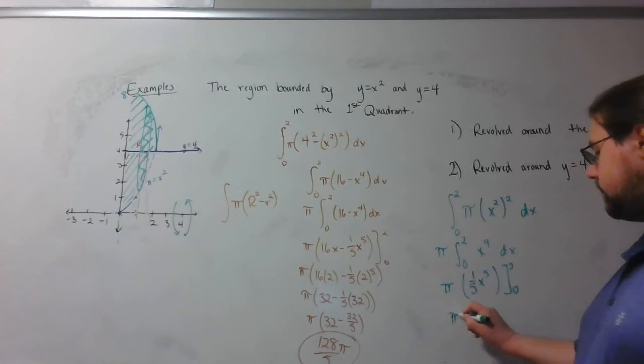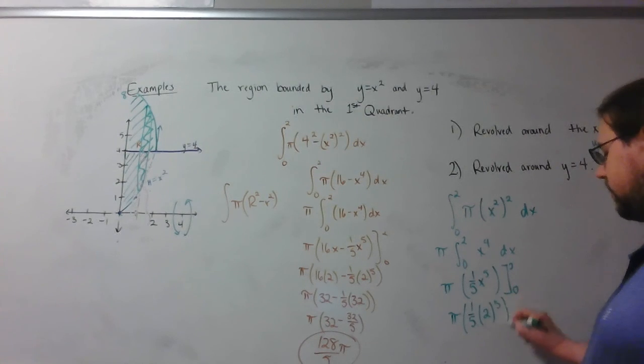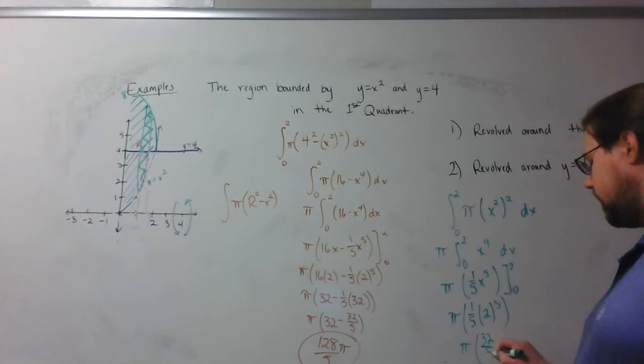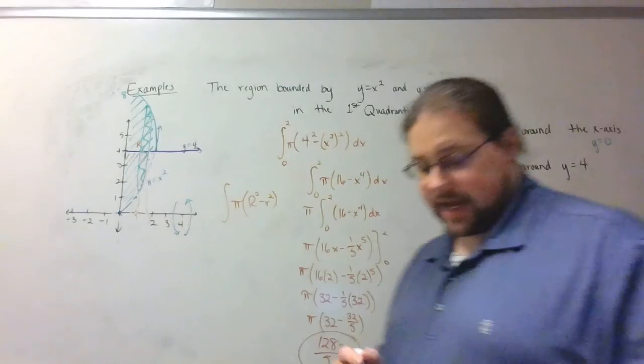Plug in the 2. Plug in the 0. Just get 0 times 2 to the 5th. We get pi times 32 over 5. So 32 pi over 5. And that's its volume. Okay?